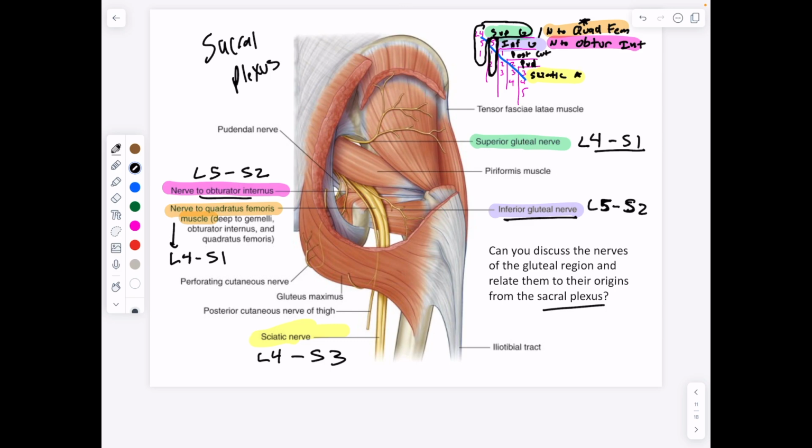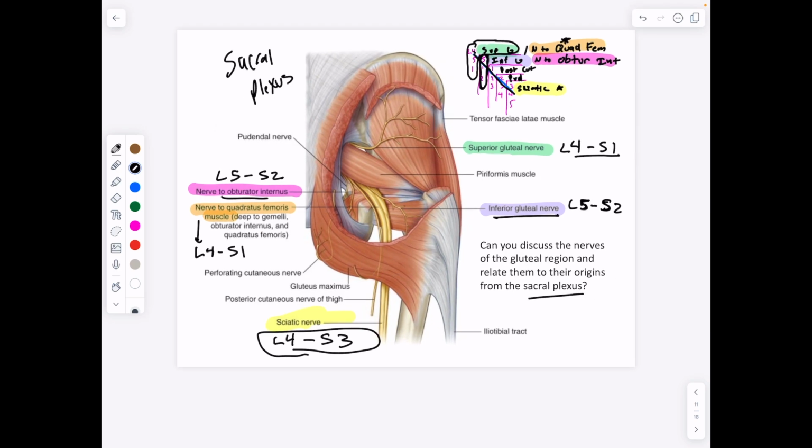And then the sciatic nerve down here is our unusual one. We have to draw our diagonal. And so that's L4, L5, S1, S2, S3. So L4 to S3 for our sciatic nerve, which again, sciatic nerve is posterior thigh.